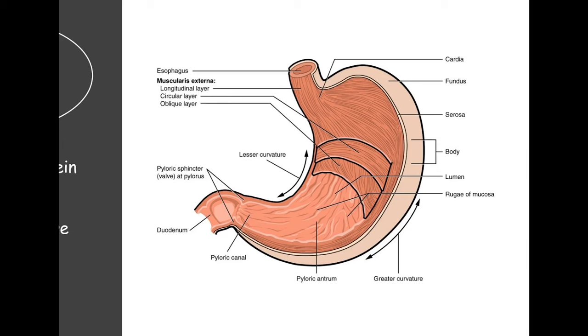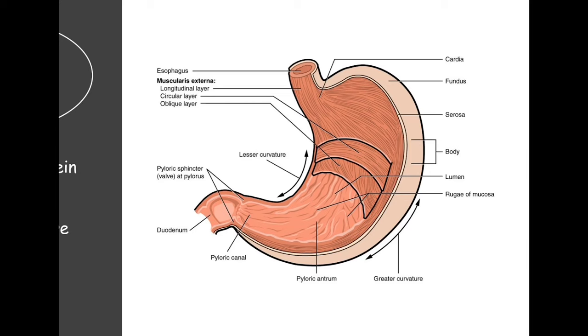the food. So the outer layer is a longitudinal layer. The middle layer is a circular layer. You see how the striations are going in this direction. And then we have the oblique layer, which is more internal.